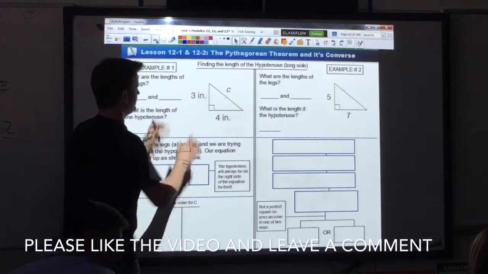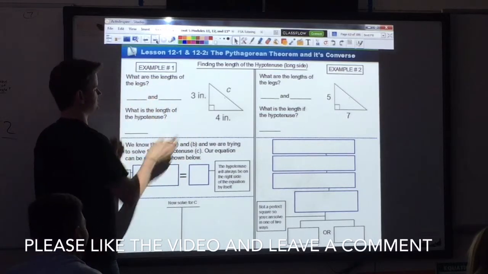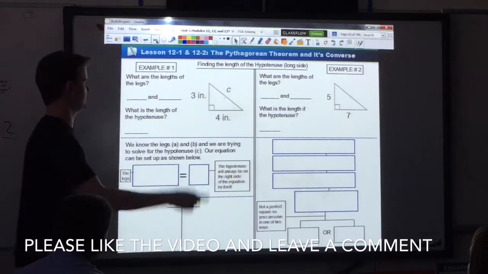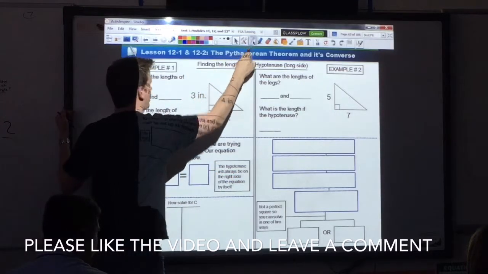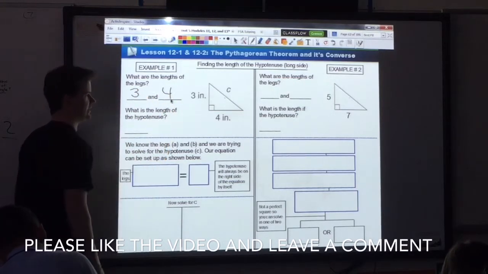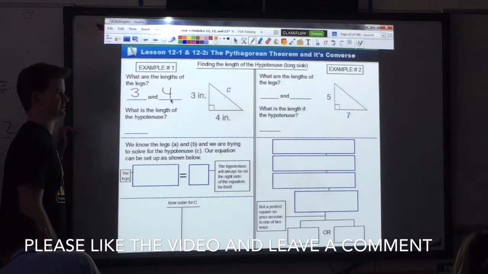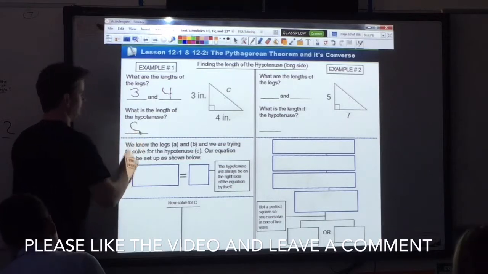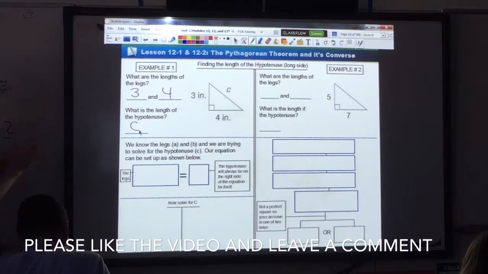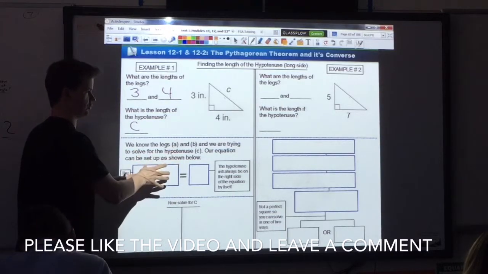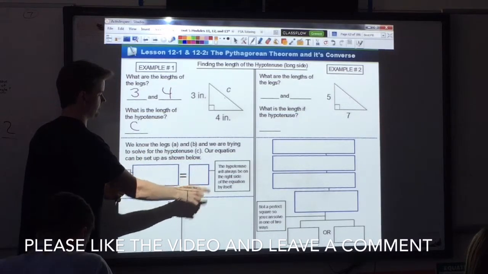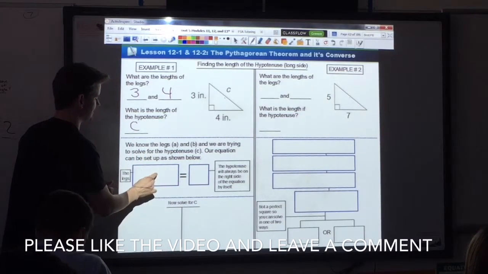Alright, so here we're going to try to solve for the missing measure of this triangle. Now what do we know here? Do we know the legs, the hypotenuse, what? We know the legs. What are the measures of the legs, class? 3 and 4. And then Mabel, what's the length of the hypotenuse? C. We don't know it yet. So we know that the legs are 3 and 4, and that the hypotenuse is c. The hypotenuse, when we substitute it into the Pythagorean Theorem, will always be isolated on the right side of the equation all by itself.